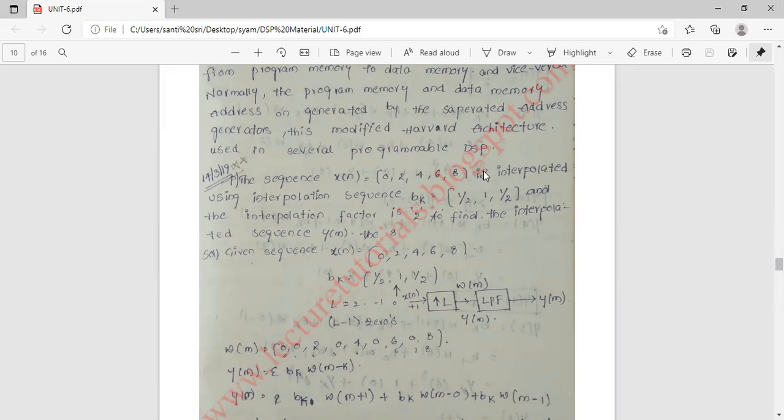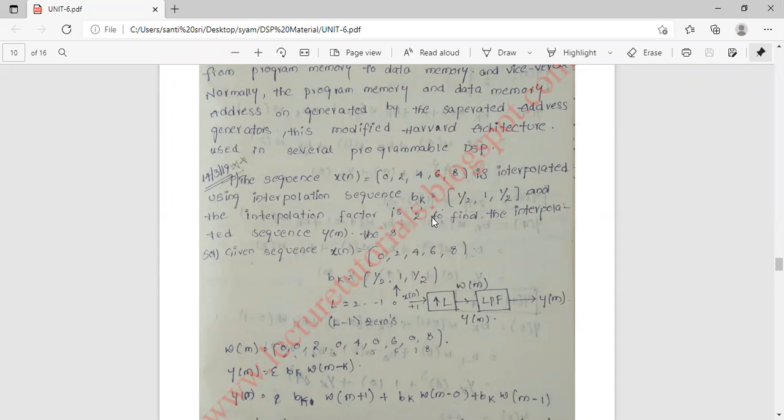So this is the formula for finding the sequence y of m. Okay, this is the interpolator with the interpolation sequence bk. Here the arrow is given here, it means that bk of 0 is 1, bk of minus 1 is 1 by 2, bk of 1 is 1 by 2, right? Based on this, we will expand this one. So 2 means this is x of 2 value, 4 means x of 4 value, 6 means x of 6 value, and this 8 means x of 8 value, and this 0 means this may be x of 1 value.